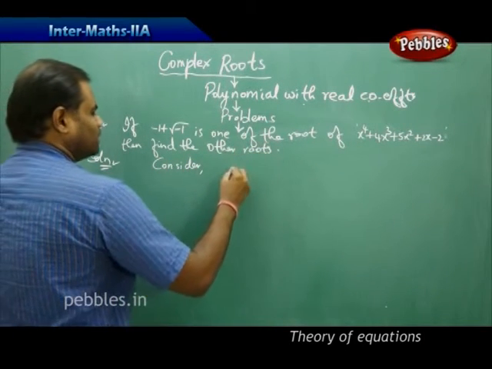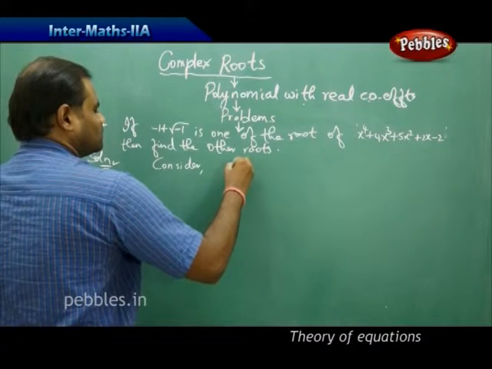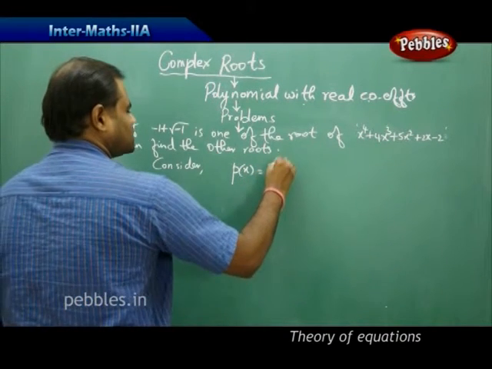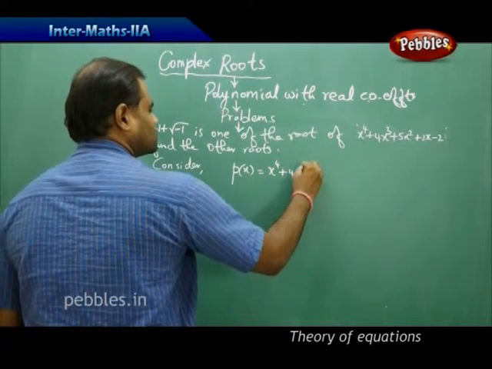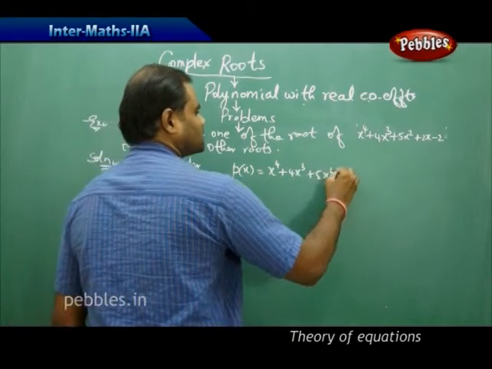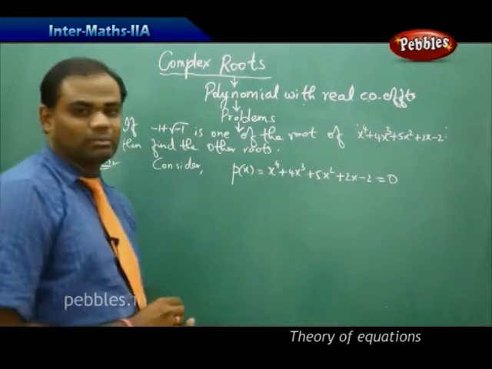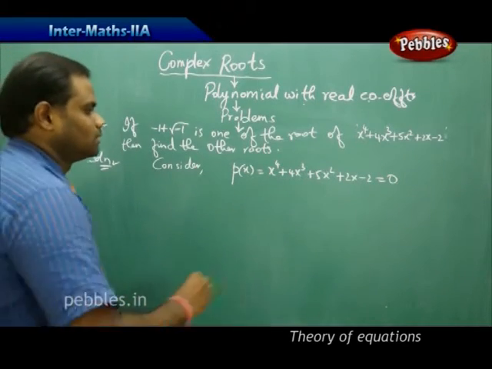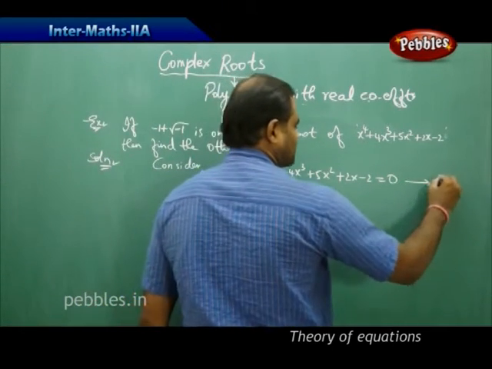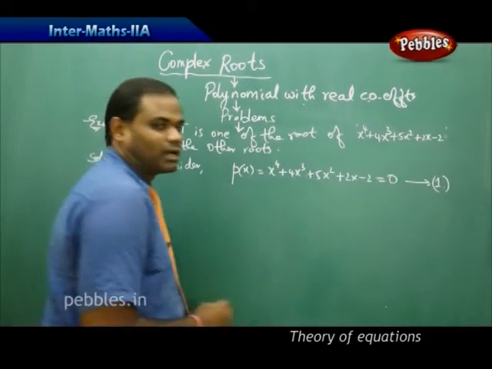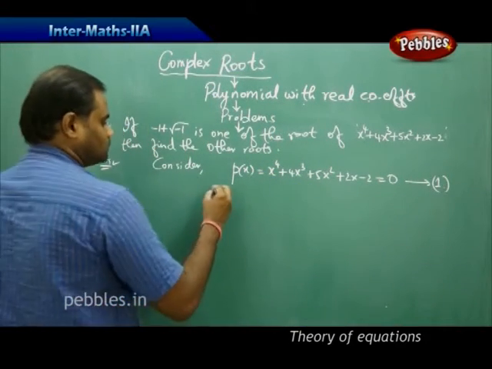Consider the given polynomial function, which is x power 4 plus 4x cubed plus 5x squared plus 2x minus 2 equal to 0. I take the polynomial equation in this form. Now, taking this as equation 1, I have one of the roots, alpha.